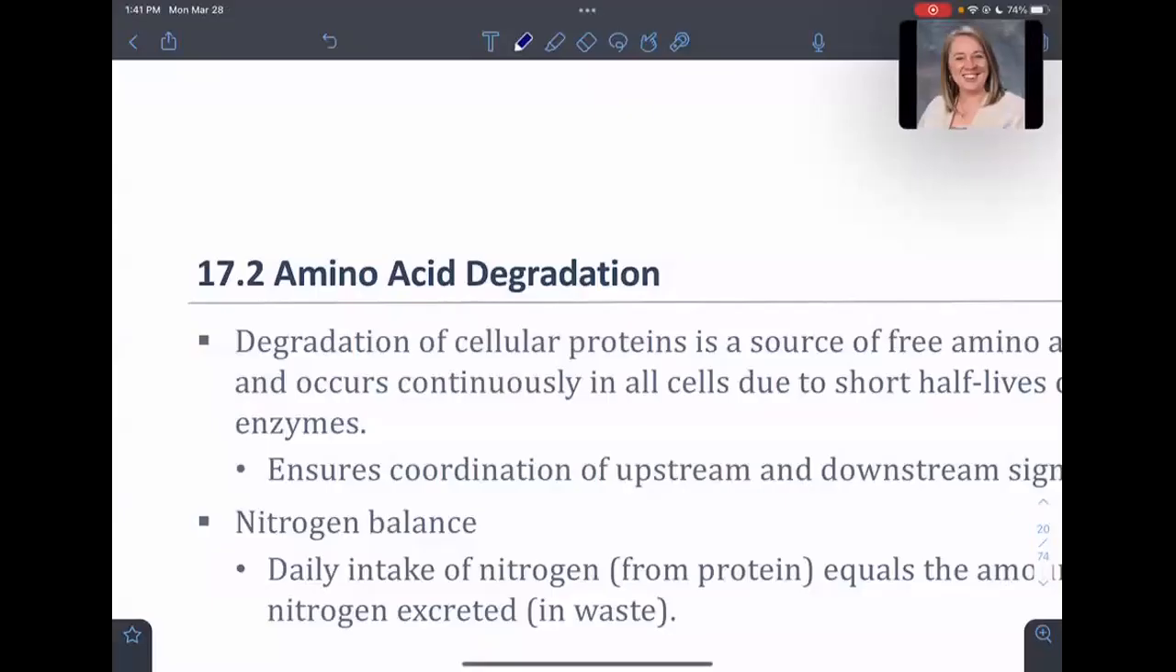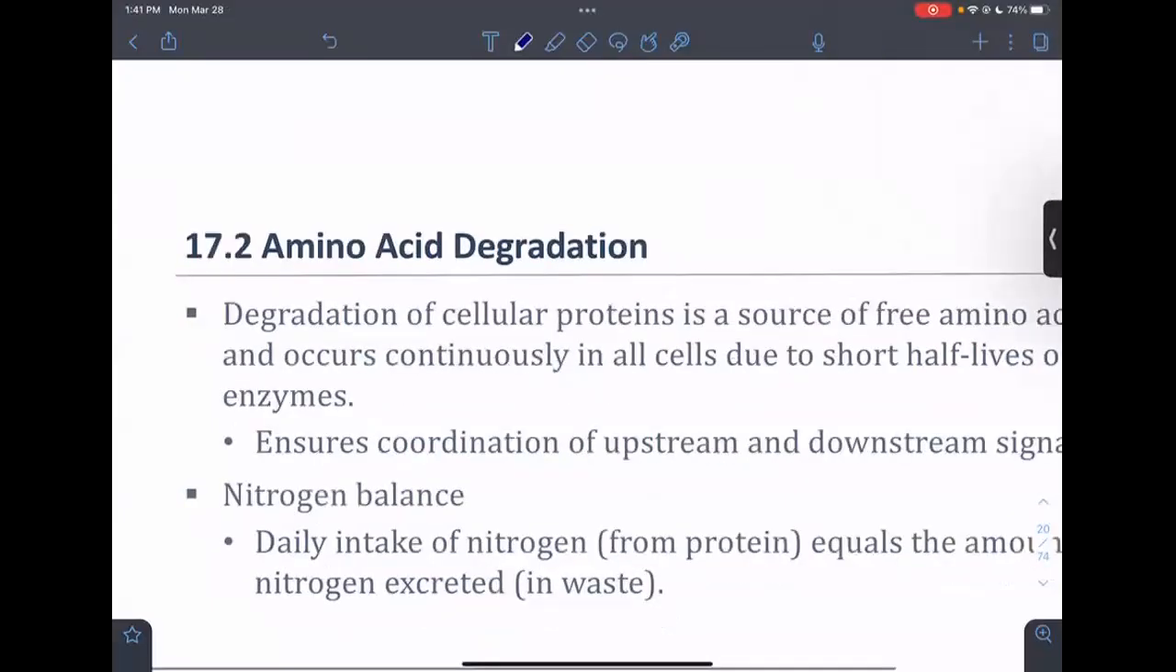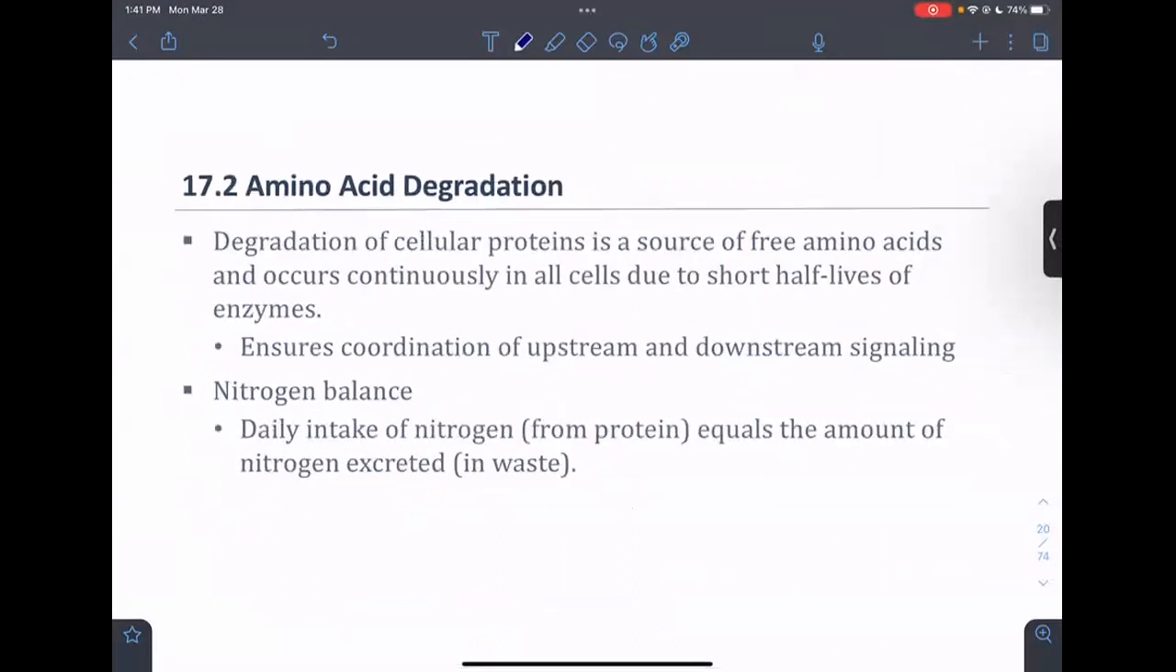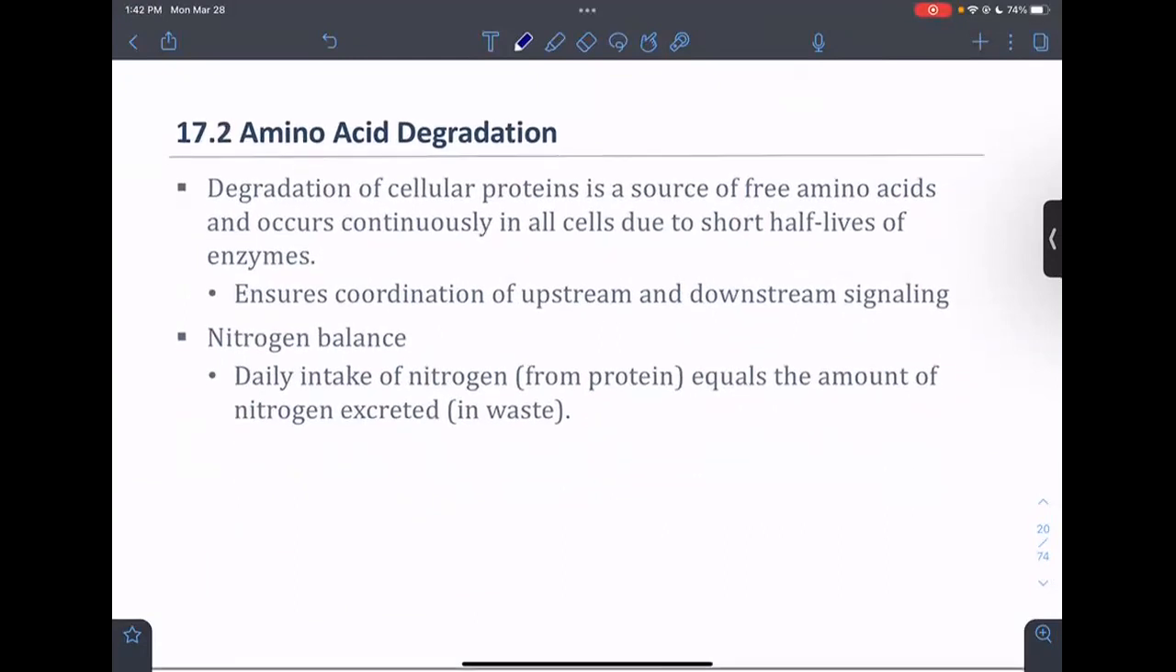Chapter 17, section 2, part 1. So we talked in class that nitrogen can't be stored like glucose in glycogen, right? Because that ammonia is toxic. And so our nitrogen is lost as a result of protein and nucleic acid degradation. We have to replace it. We have to replace it with our diet, right? And so this degradation occurs all the time.